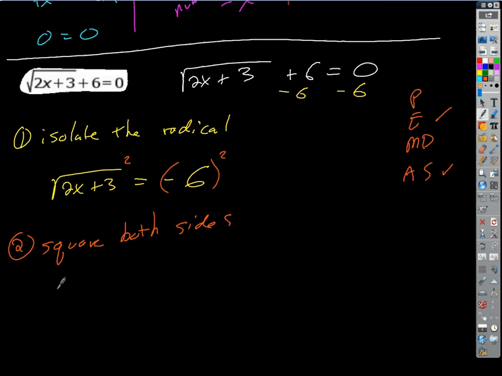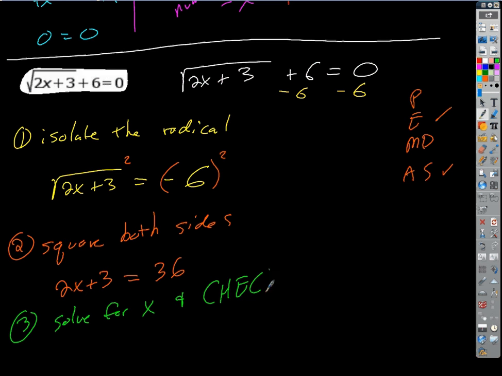So I'm going to get 2x plus 3 equals, what's -6 squared? 36. Okay, that gives me a simple equation to solve, right? So what's probably the last step then? Isolate x, yeah. So the last step is going to be solve for x, but there's one important thing we have to include that you wouldn't normally anticipate. So solve for x and check solutions.